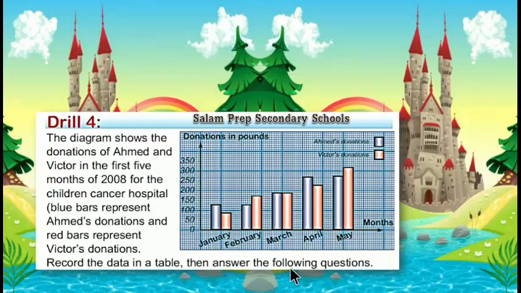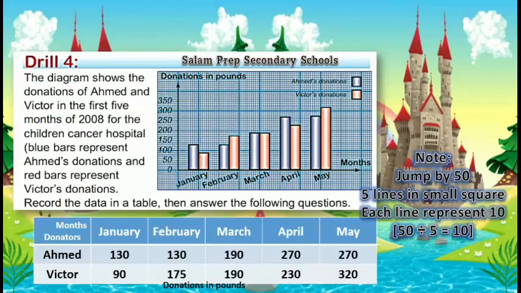Please look at the diagram. We will observe the horizontal axis, label its months, okay? And the vertical axis label donations in pounds. So we need to put in the table 2 rows. The table head: months January, February, March, April, May.